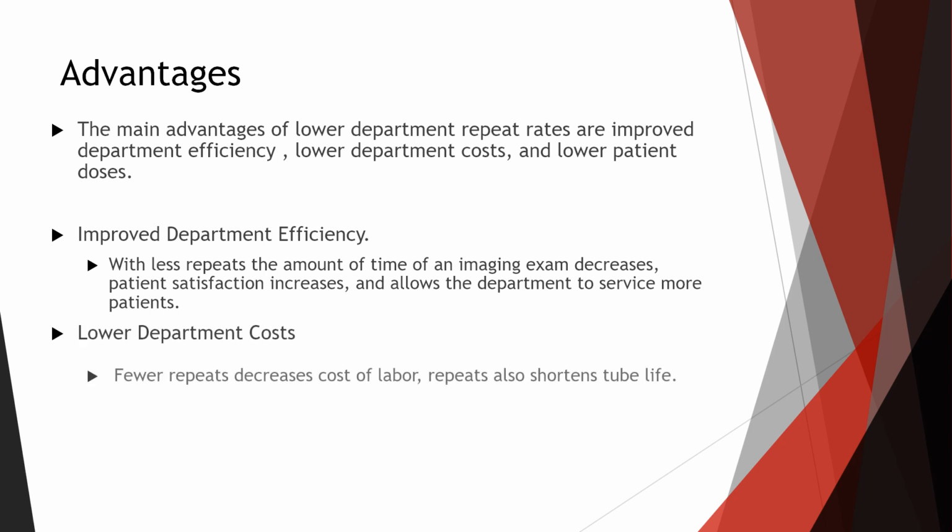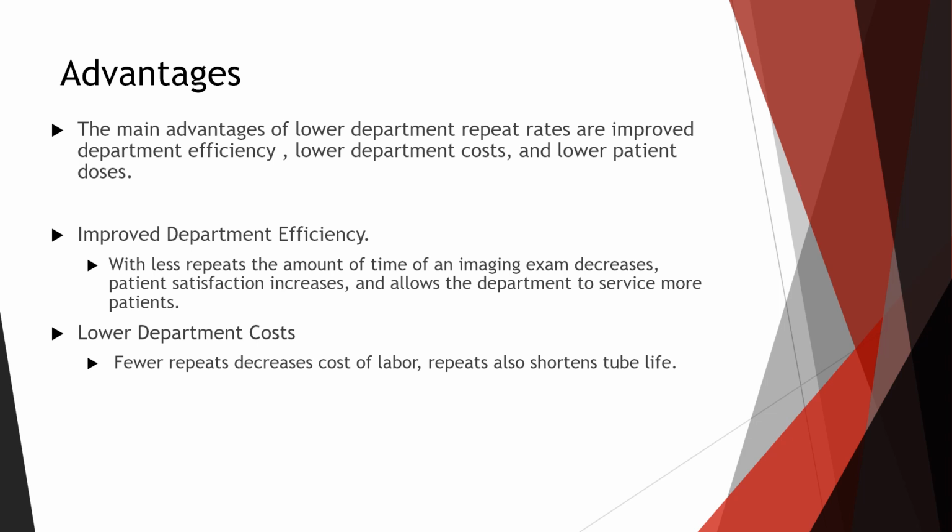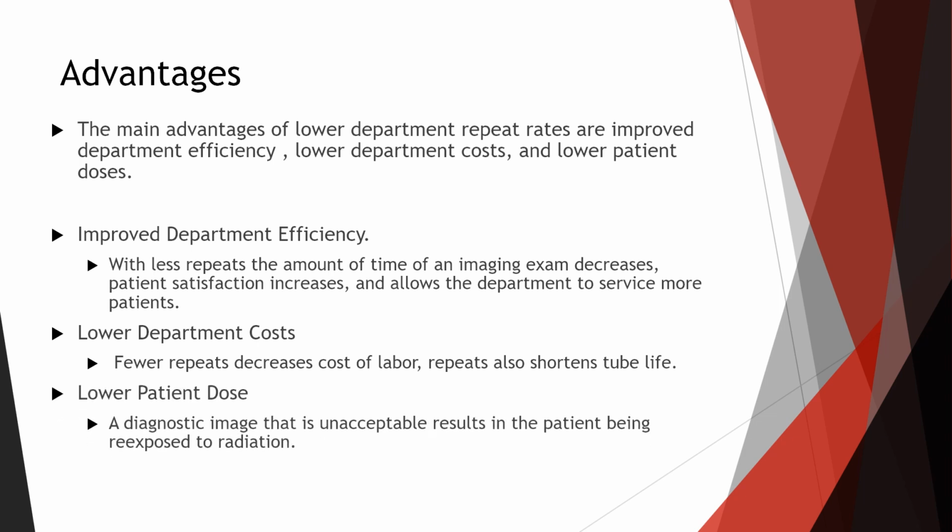Lower department cost. Fewer repeats decreases the cost of labor. Repeats also shorten the tube life, so equipment can wear out quicker because we're doing more images. We're asking more of the equipment than we should. Lower patient dose. A diagnostic image that is unacceptable results in the patient being re-exposed to radiation. Clearly, right? If we have to redo it because the image is unacceptable, then we have to dose the patient again.